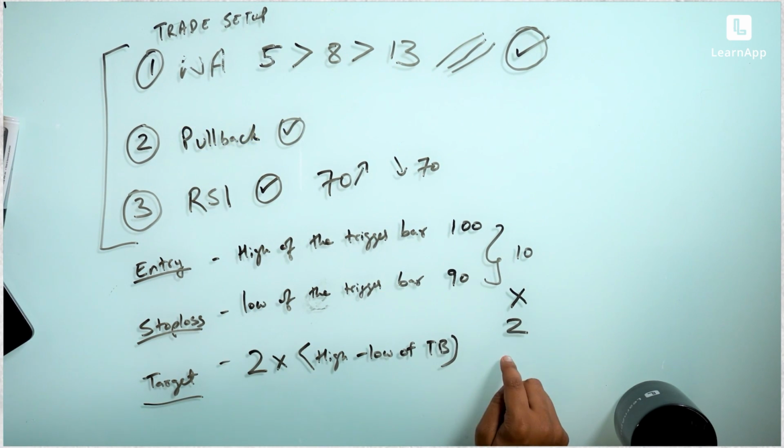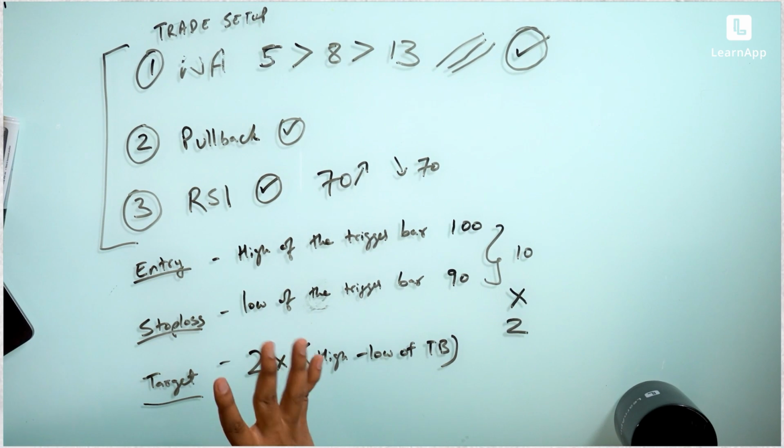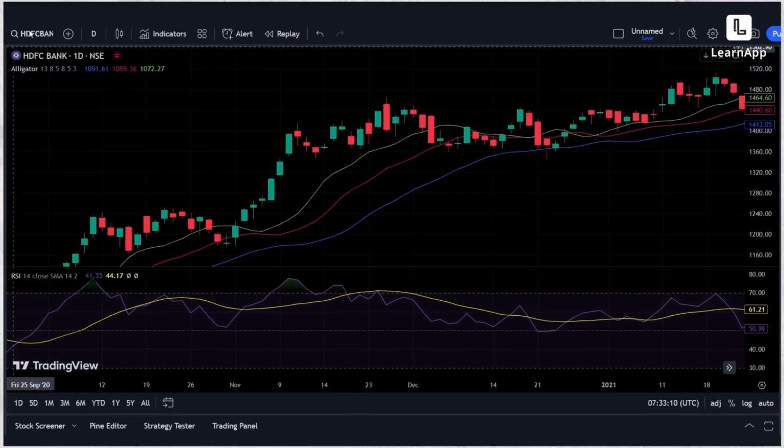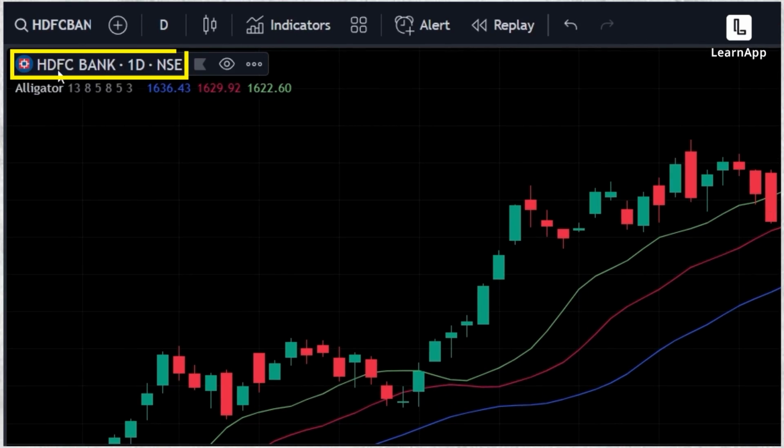Second, your risk to reward ratio is 2x. So hopefully if more than 50% of your trades are winners, your overall system actually makes money. So a single trade doesn't really matter that much. Don't worry if you find this confusing, I will show you examples. The first example I'm going to take is HDFC Bank. What we've done is we've made sure we're only looking at Nifty 50 stocks and not a small cap. Please don't do that. So we have HDFC Bank here.